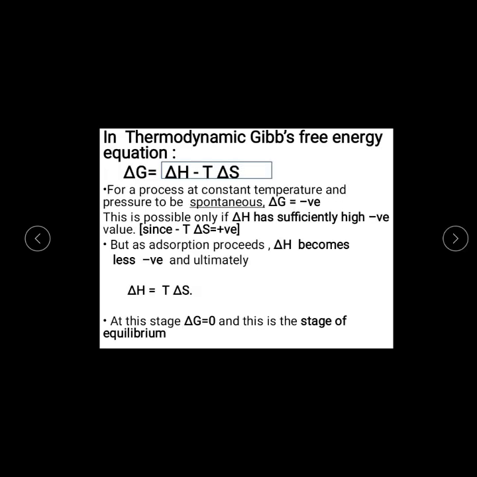In thermodynamic Gibbs free energy equation, which we have seen last year, delta G is equal to delta H minus T delta S. For a process at constant temperature and pressure to be spontaneous, we all know that delta G should be negative. And if we want delta G to be negative in this situation, we should have delta H to be highly negative. It should be sufficiently highly negative so that delta G becomes negative.